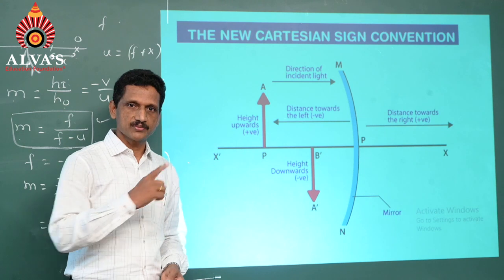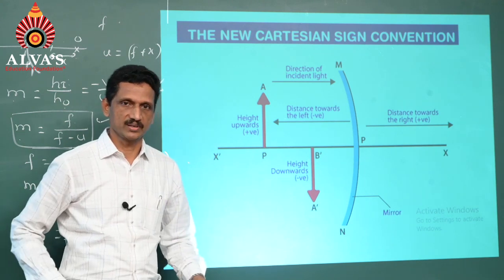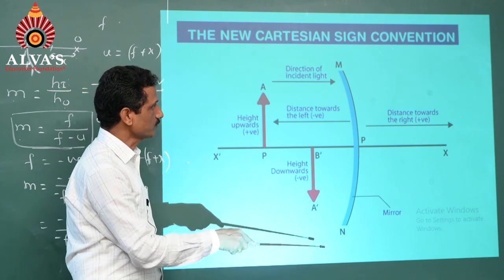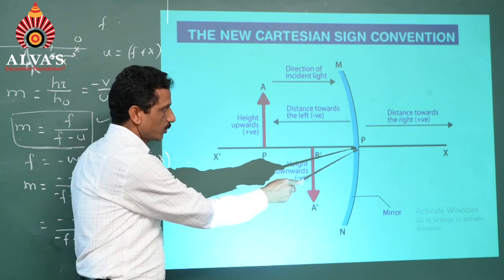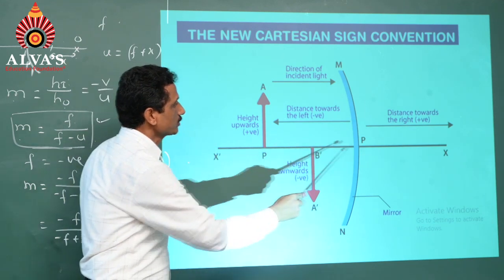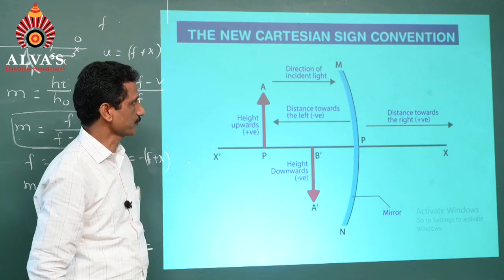Dear students, once again recollect the sign convention. It is useful in the case of a mirror, also in the case of a lens. See this diagram. This is a pole. Always distances are measured from the pole and along the principal axis.